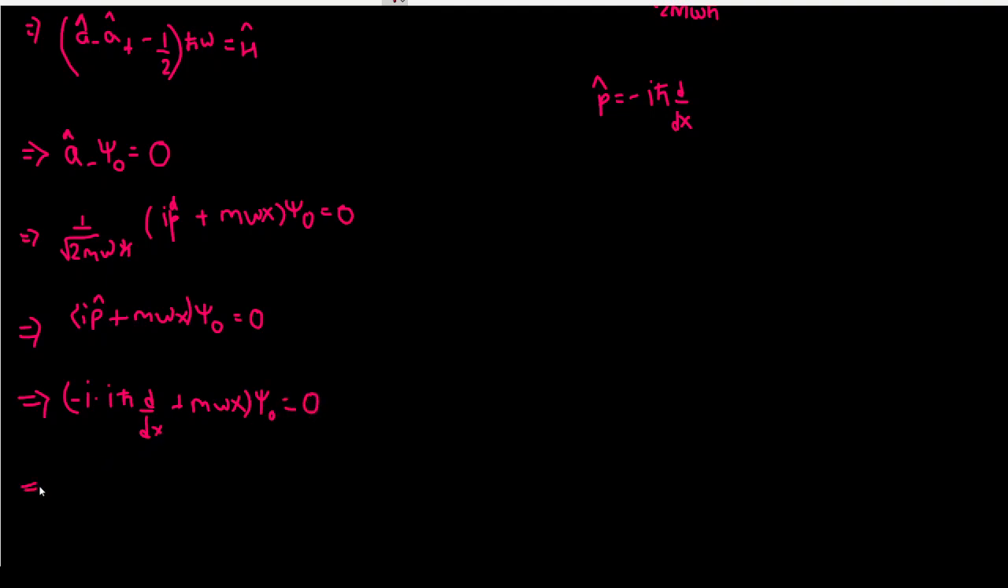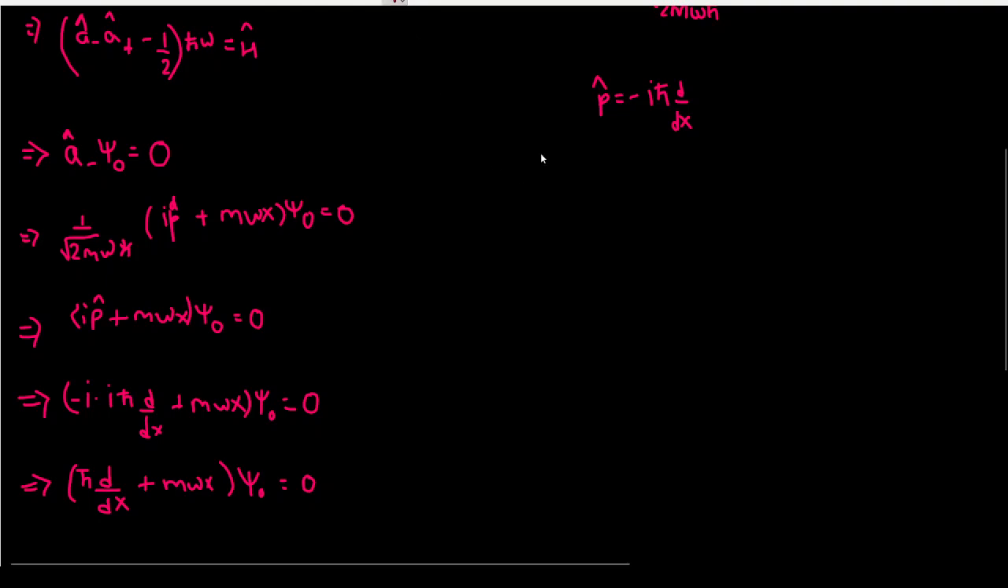So remember, i times i is equal to negative 1, and negative negative becomes positive, and our expression can be written as h-cut d/dx plus m omega x, acting on psi naught equals 0. Now we can easily solve this particular differential equation.